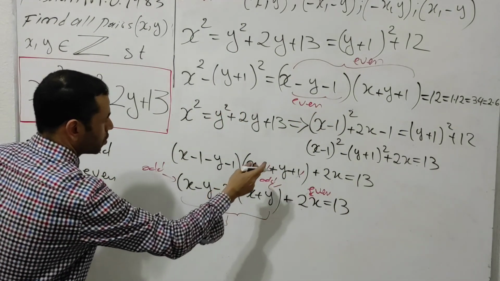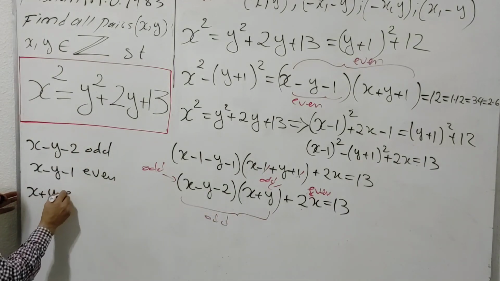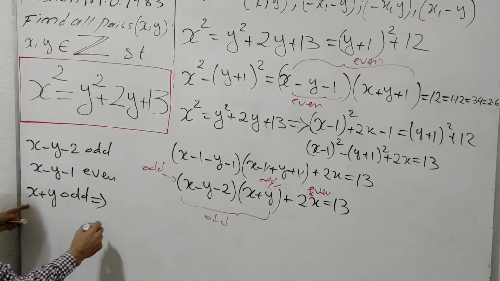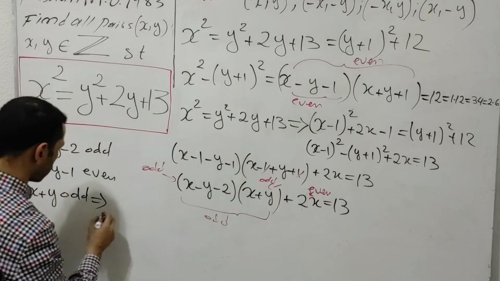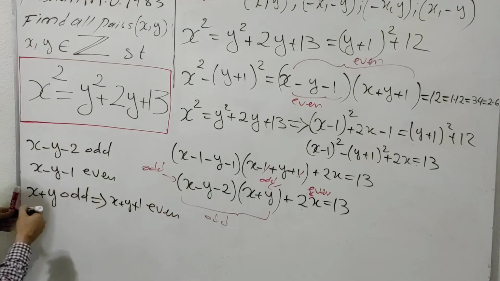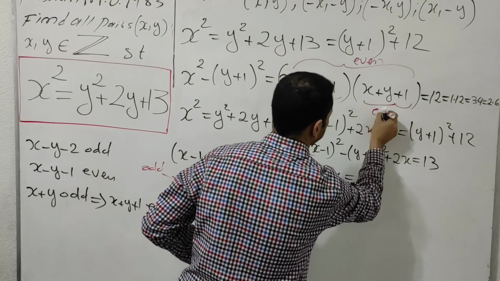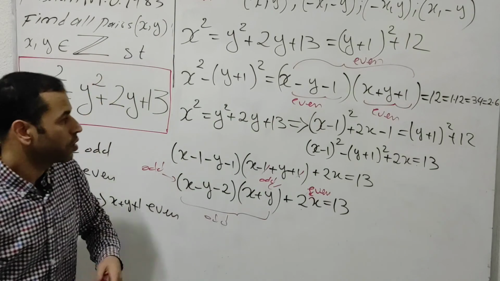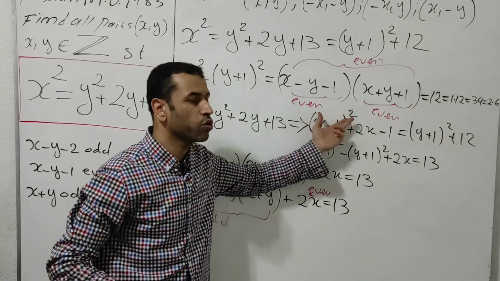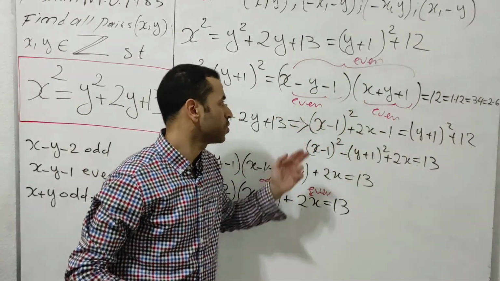So on the other hand, we have this term, x plus y is odd. This one is odd, which implies x plus y plus 1 is even. Okay, now we have this x plus y, this is even. That means both terms have the same parity. Okay, they are both even.